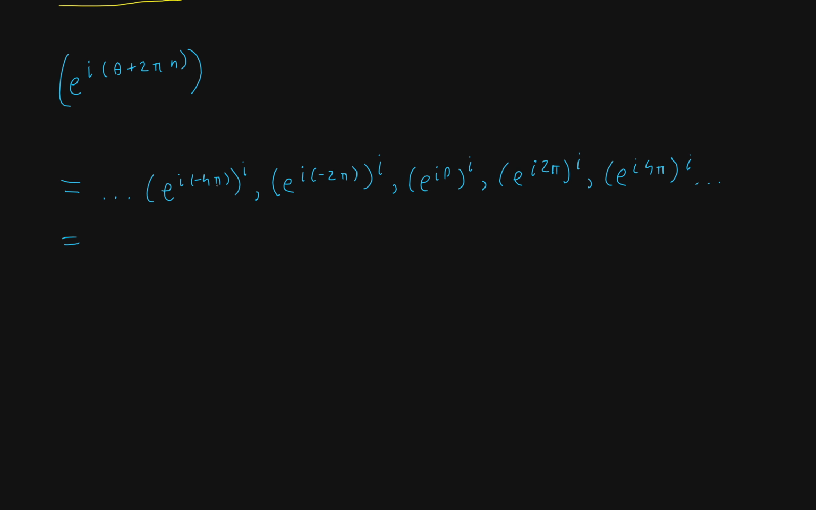So these i's, when they're multiplied here, i squared is going to be negative 1. So what we're going to have here is e to the 4 pi, e to the 2 pi, this one is just e to the 0, that's just 1, e to the negative 2 pi, e to the negative 4 pi, and so on and so forth. And these are real results here. These are just going to keep on going. They're infinite.